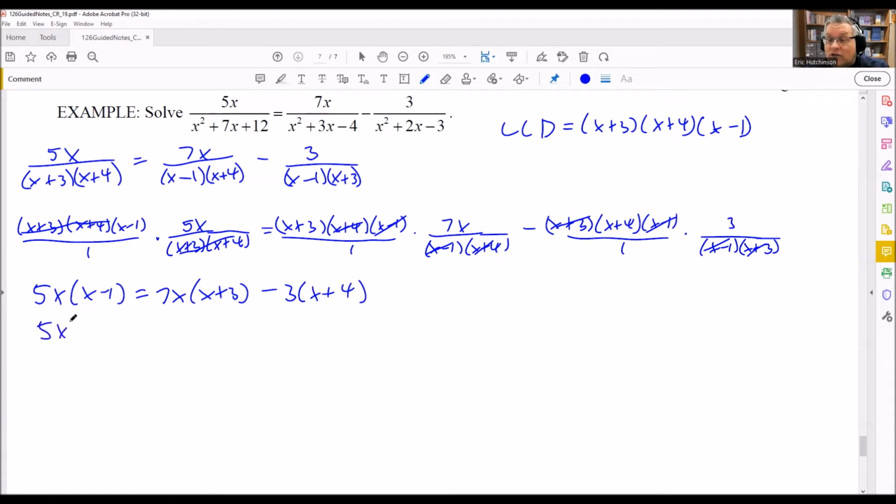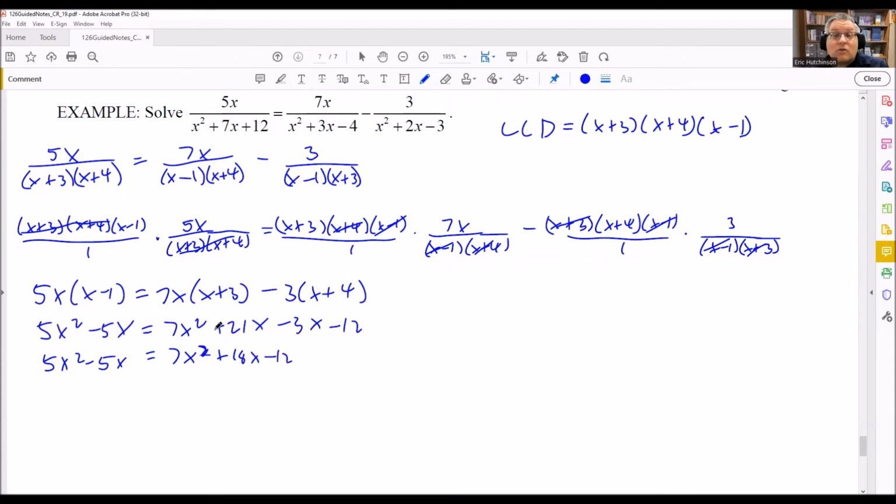So I get 5x squared minus 5x. On the other side, I have 7x squared plus 21x. And then I have minus 3x minus 12. All right, so now I need to add some like terms on the right-hand side. I'll leave the left-hand side alone. Now there I have 21 minus 3 on that side, so it's going to be 18. So plus 18x. And then I have minus 12.